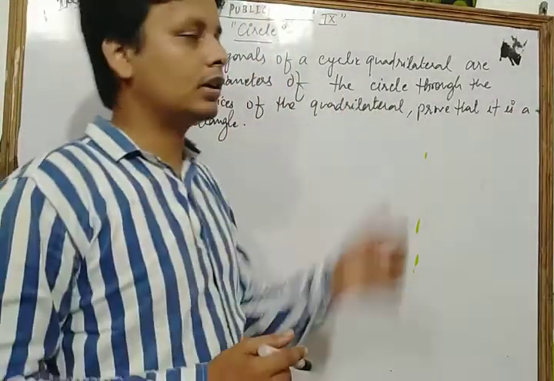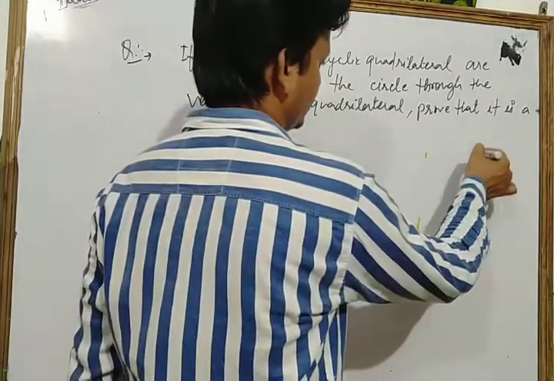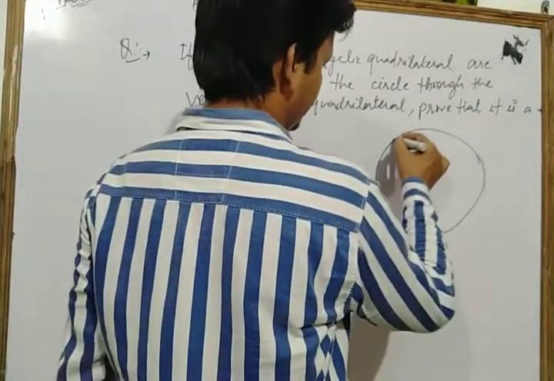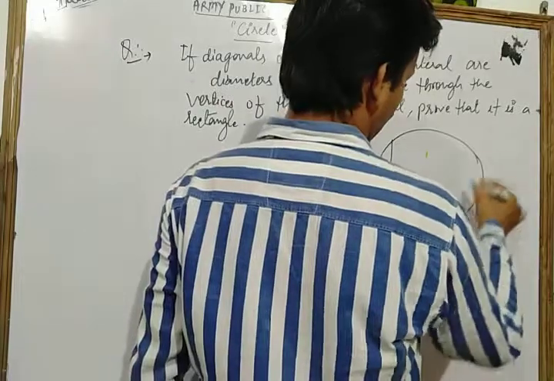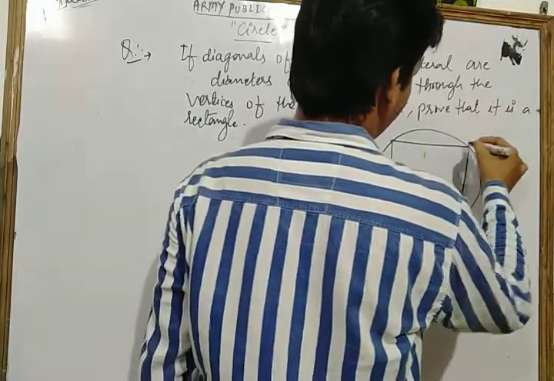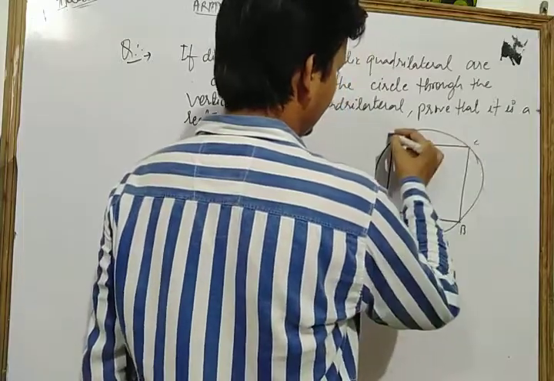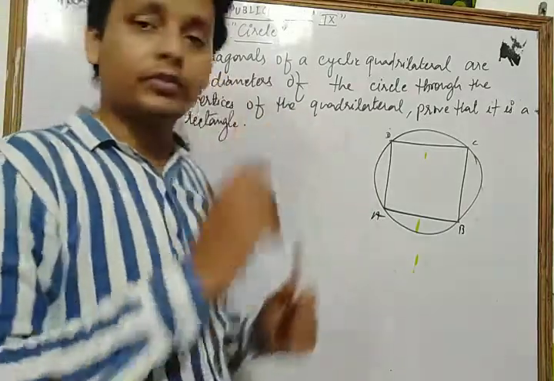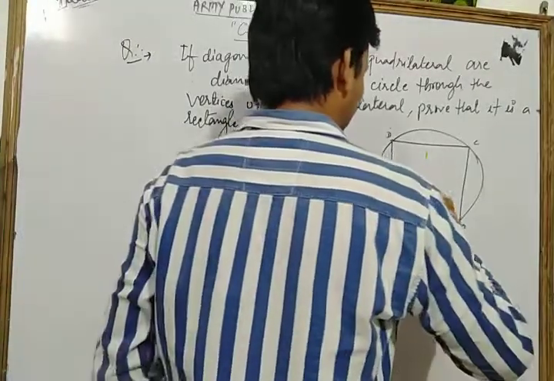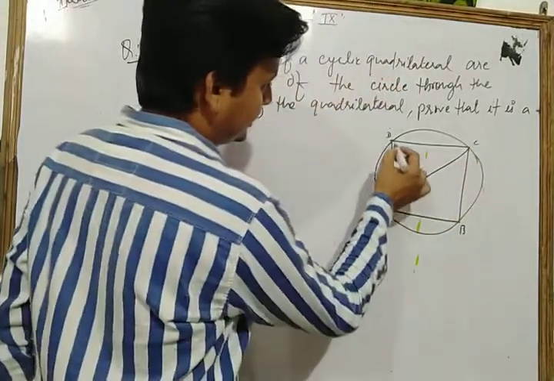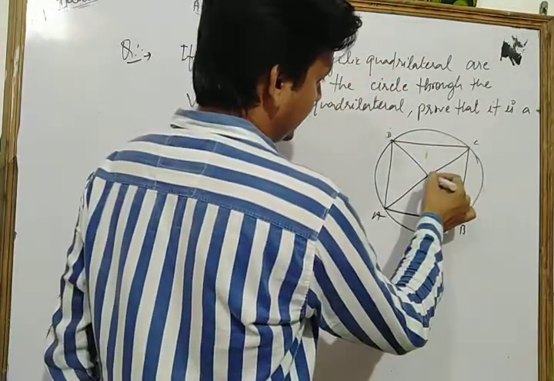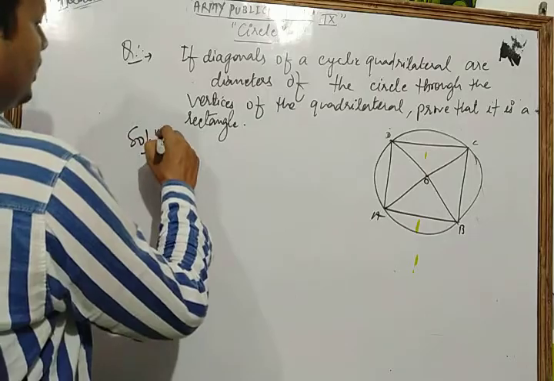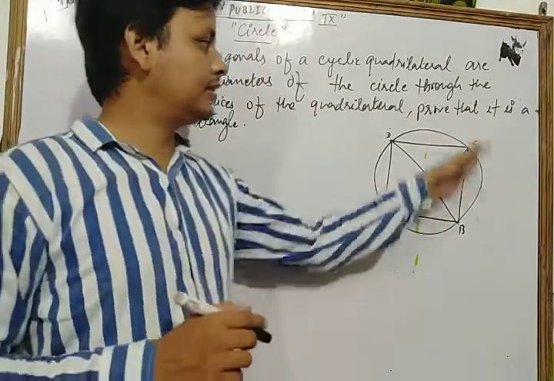So first of all, dear students, we draw a cyclic quadrilateral A, B, C, D. In that question, the diagonals of the cyclic quadrilateral are diameters of the circle. Its diagonals AC and BD are the diameters of the circle, which means its center is here. Let's see its solution, and we have to show that ABCD is a rectangle.